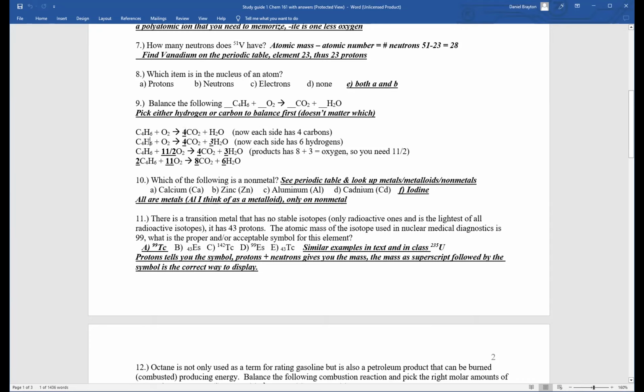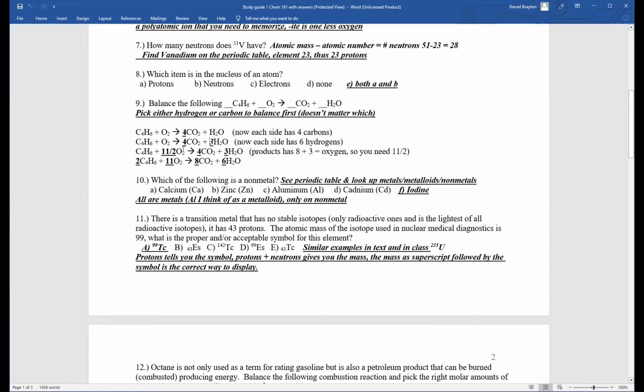All right, we got 6 hydrogens on the reactant side, so we'll need a 3 over on the product side. And 3 times 2 is 6, right? So we know it's going to be some multiple of 3. I mean, you can see the answer, but 3, 6, 9, etc.